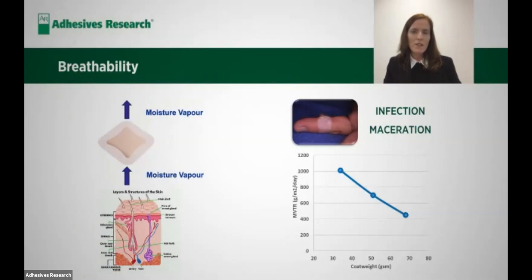The MVTR rate increases with increased wear time. The graph shows how the MVTR can be modified by modifying the coat weight. So here we see, for example, when the coat weight was 68 GSM, we achieved an MVTR level of 400 grams per meter squared per day. When this coat weight was reduced to 38 GSM, the MVTR rate increased to 1,000 grams per meter squared per day.